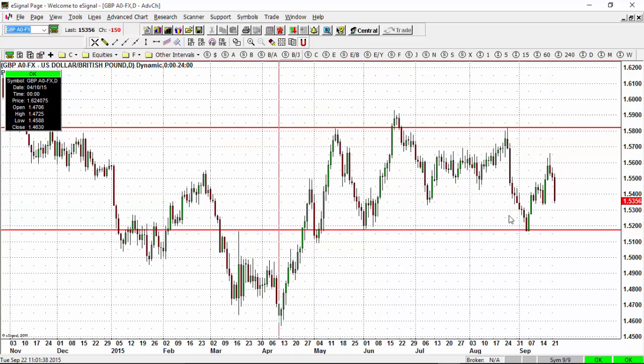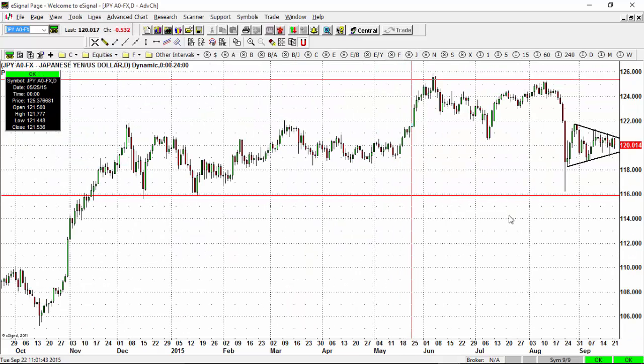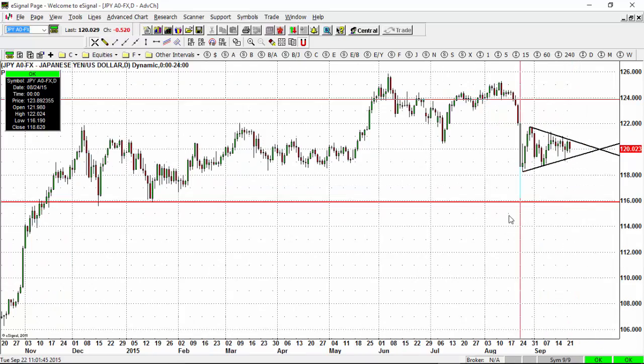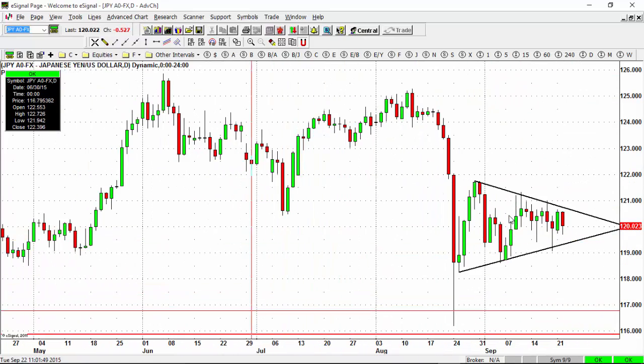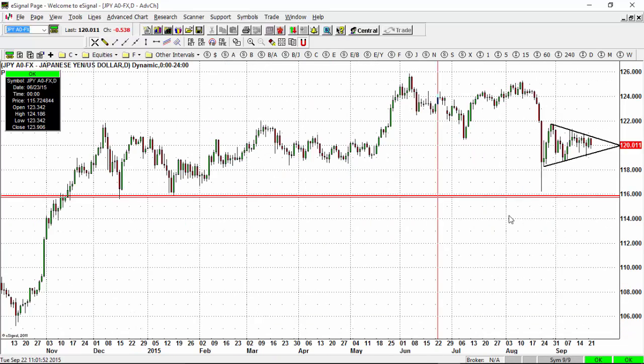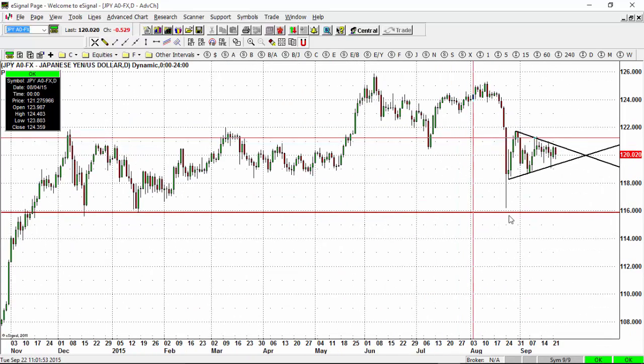Taking a look at the Japanese yen. The Japanese yen is up versus the US dollar on the day, but we are still in this consolidation pattern, as you can see here that I have drawn on the daily chart. Strict consolidation pattern here.